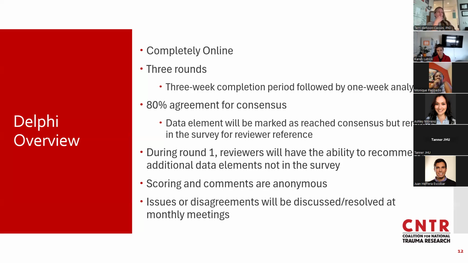We do have an 80% agreement for consensus. So if 80% of you believe that a specific data element that's presented should be included in the NTRR, then it will be. If we do not reach that 80% consensus, then that element will continue to roll on into the next round. And then after 3 rounds, eventually we'll circle back and look at all the elements that reach that 80% consensus. And then, of course, if there are some elements that are very close to reaching that, we can have a discussion and see if we can get it across the finish line.